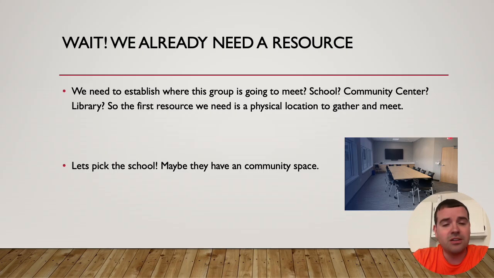But for this intervention, let's just keep it simple. Let's just say we're going to have a meeting every Tuesday. We're going to pick the school. We have to call the school now, see if we can use their room on Tuesdays as a community space to gather a meeting. We're just going to keep it simple because the intervention's being done at the school, so we're going to keep the meeting at the school.